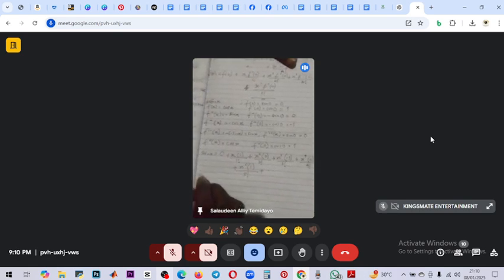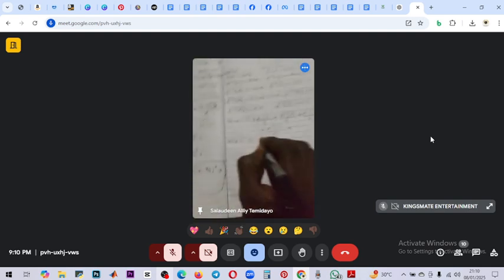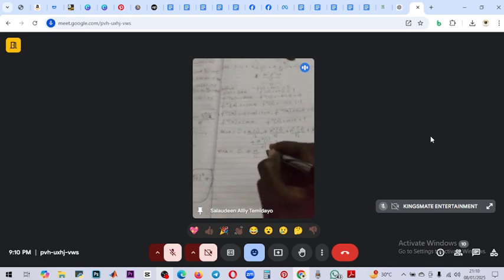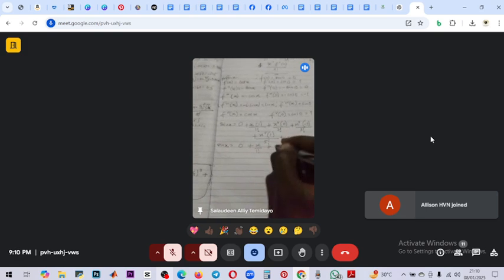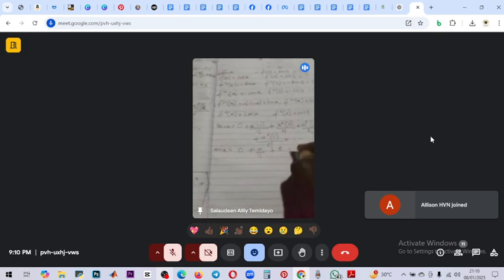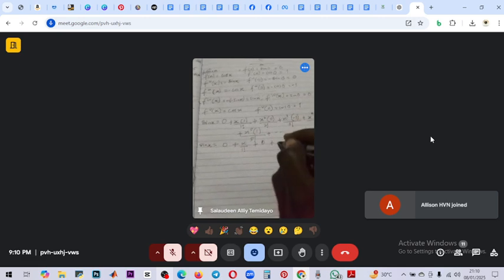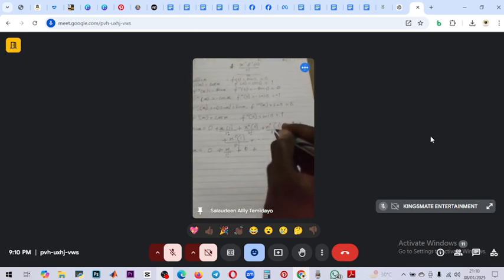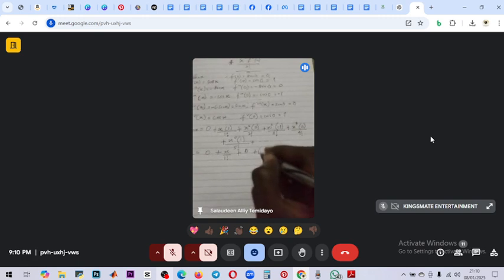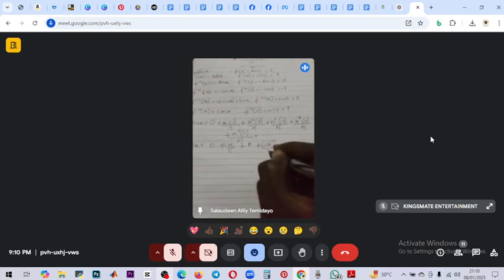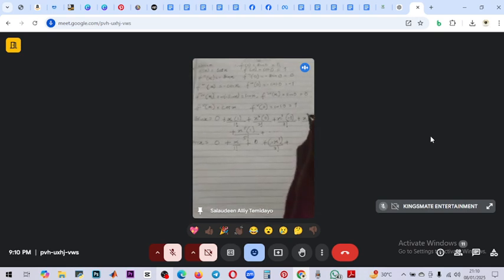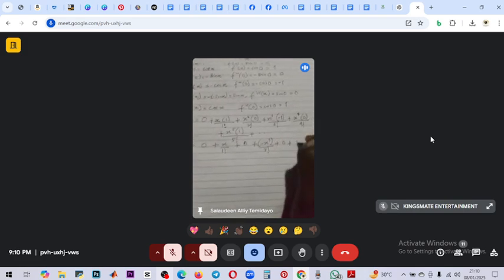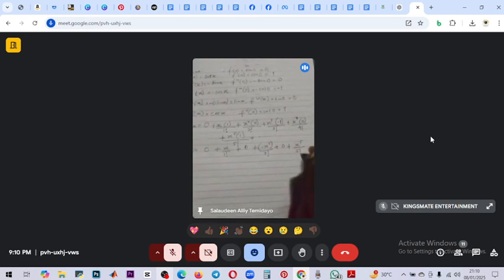So sine x is equal to 0 plus x times 1, x all over 1 factorial. 1 factorial is 1, right? Plus x squared times 0 over 2 factorial, that is 0. Plus x raised to power 3 times minus 1, that is minus x cubed all over 3 factorial. Plus x raised to power 4 times 0, 0. Plus x raised to power 5 times 1, x raised to power 5 all over 5 factorial.